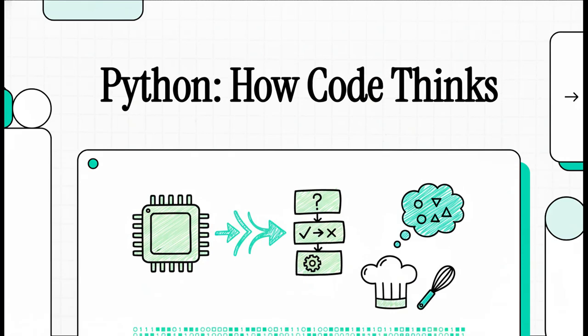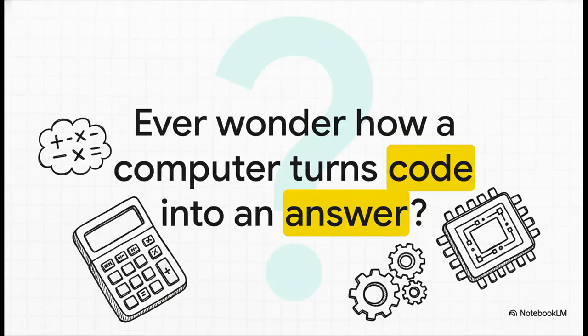Welcome to The Explainer. Today, we're going to pull back the curtain on a pretty big question. How does computer code actually think? It turns out it's less like magic and more like a very, very logical recipe. So where do we even begin with something like that?